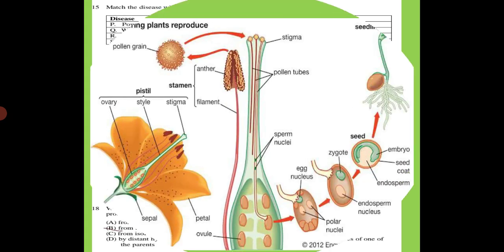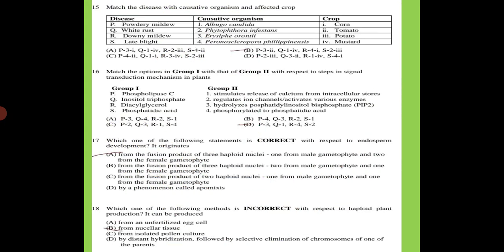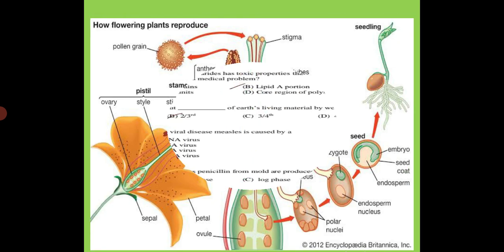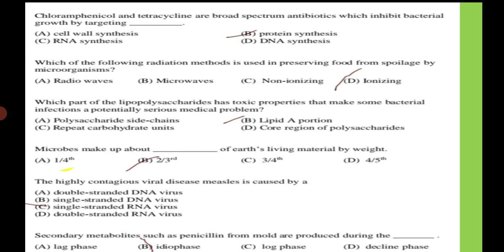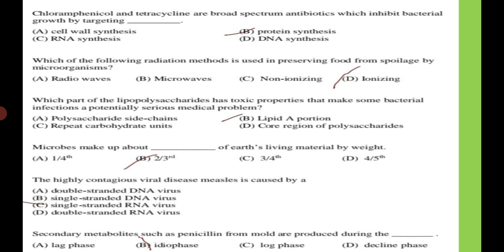Then moving to the next question. Chloramphenicol and tetracycline are broad spectrum antibiotics which inhibit bacterial growth by targeting what? Here in this question, the target site for chloramphenicol and tetracycline is asked. These two antibiotics are protein synthesis inhibiting antibiotics. They inhibit the protein synthesis of the bacteria or pathogen. So the bacteria does not grow due to the application of chloramphenicol and tetracycline.